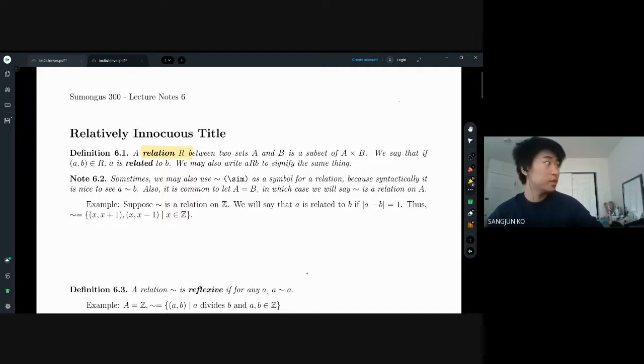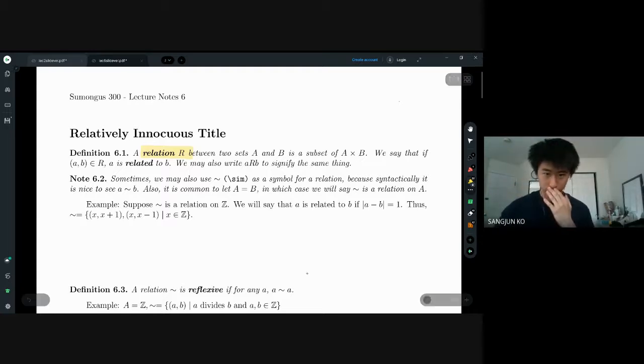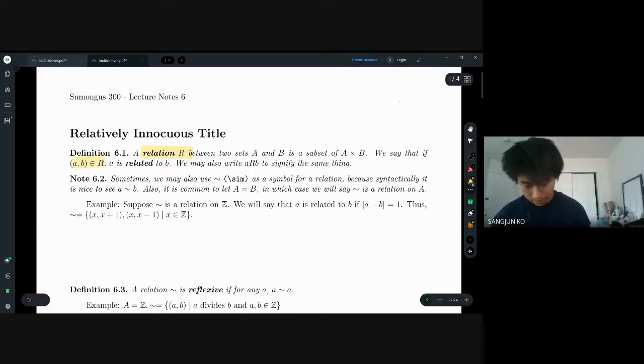That's basically it. So it's kind of a rule, right? That tells you which two elements are related between the two sets, and the subset tells you which elements are related. Okay, so if the pair (a, b) is in R, a subset of A cross B, then we say a is related to b, and you're also going to write a R b to signify the same thing.